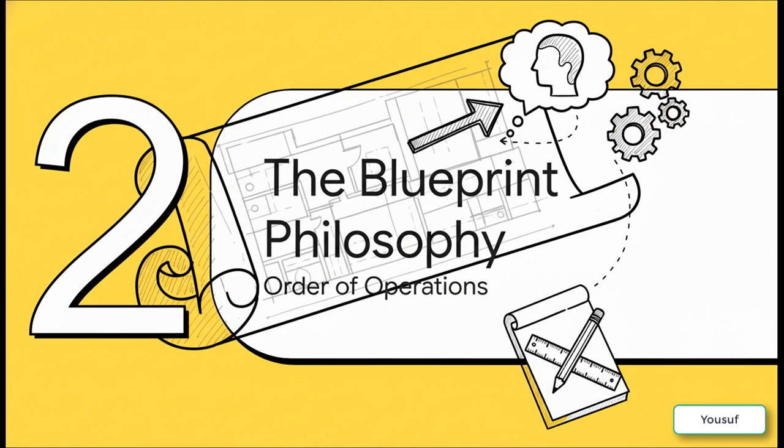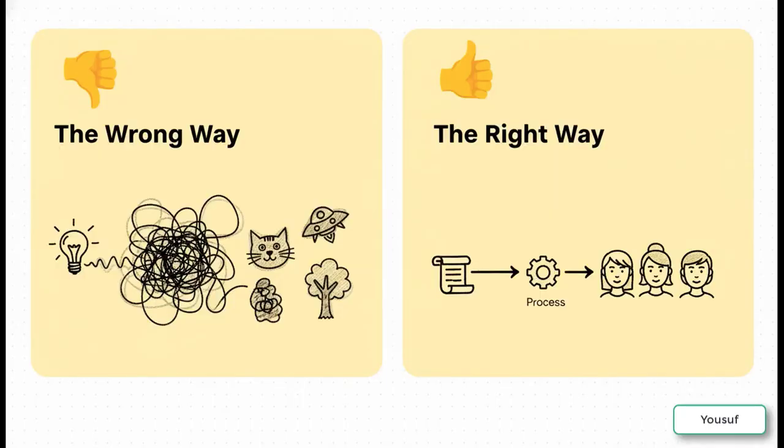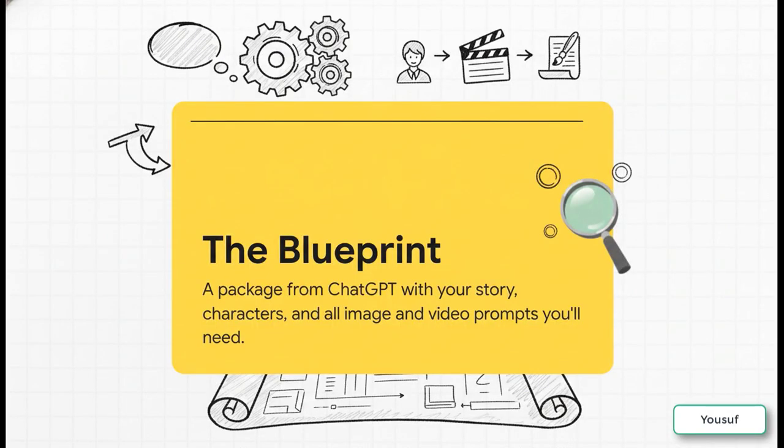Okay, so how do we fix this? Well, the secret to getting that perfect character consistency isn't some magical, expensive tool. It all comes down to the order you do things in. It's about having a solid plan before you even think about creating. And this slide just lays it out perfectly. The wrong way, and let's be honest, this is how most of us start, is just diving into an AI image generator and hoping for the best. But the right way is to build a complete plan, a blueprint for the entire story before you make a single image.